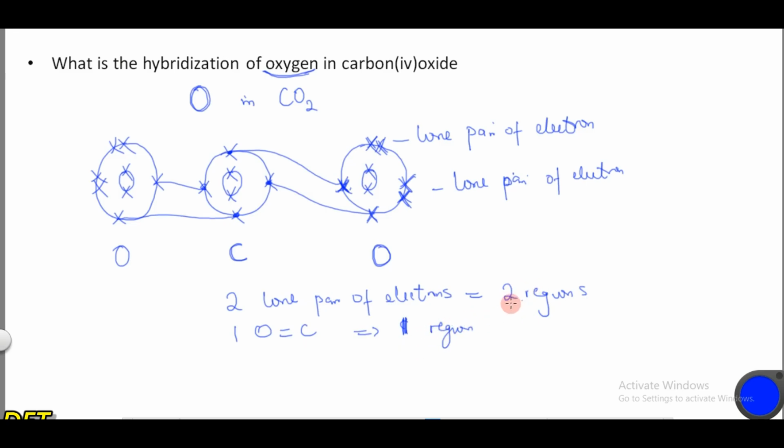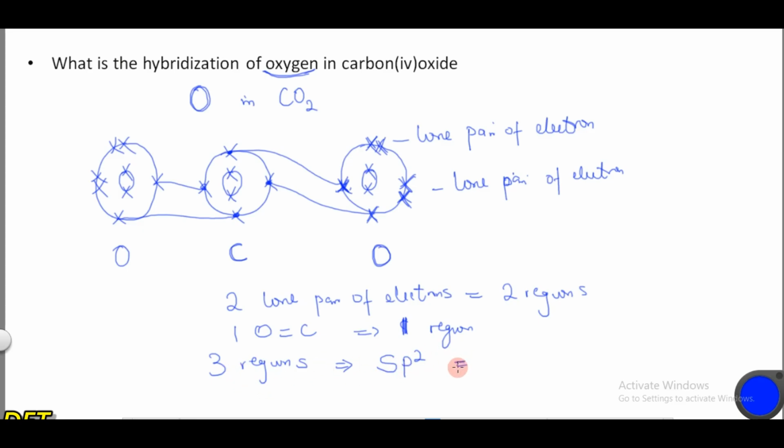So if we add this up, that will be a total of 3 regions of electron density. And 3 regions of electron density will be equivalent to what? Hybridization. It will be equivalent to the sp2 hybridization, 2 p orbitals and 1 s orbital, right? That will give you a total of 3.